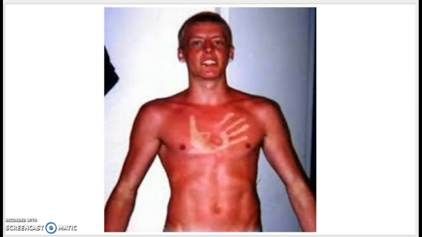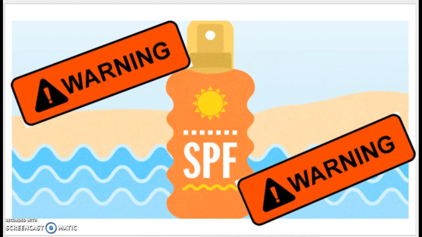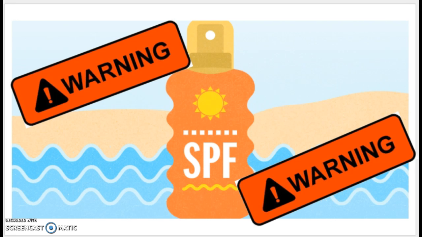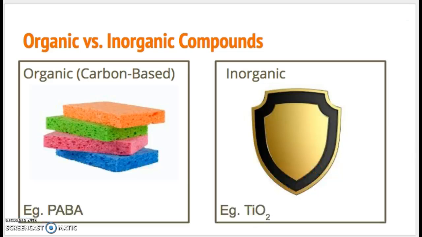Sunburns are caused by skin cell DNA damage from exposure to UVB radiation. SPF only refers to the product's efficacy against UVB rays. Inorganic compounds in sunscreen block UV light, while organic compounds use resonance to absorb it like a sponge.